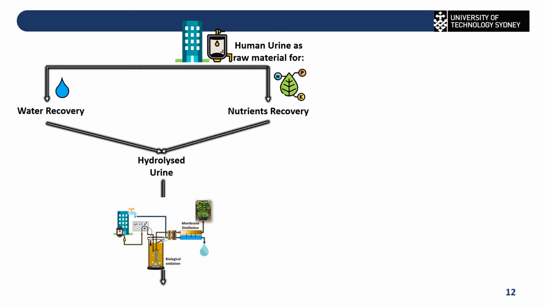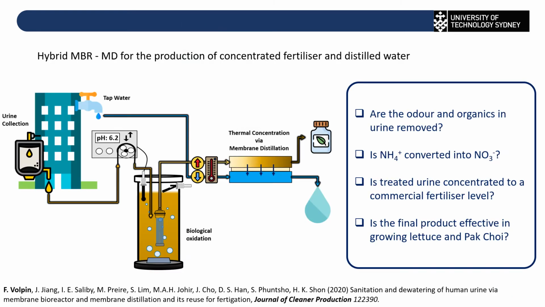So let's look at our first topic: human urine going to the nutrient recovery system. We hydrolyze the urine and utilize a hybrid MBR-MD for the production of concentrated fertilizer, and distilled water has been developed. So we collected our urine and then biologically processed the urea to ammonia and nitrate, and then we concentrate using membrane distillation.